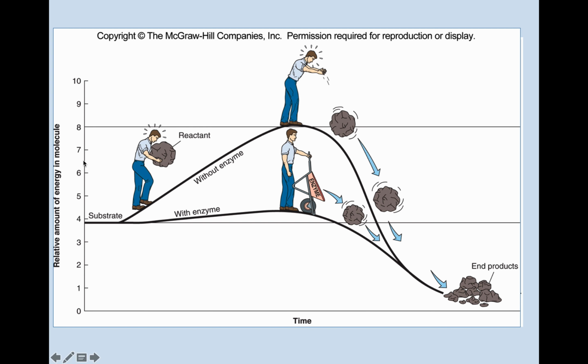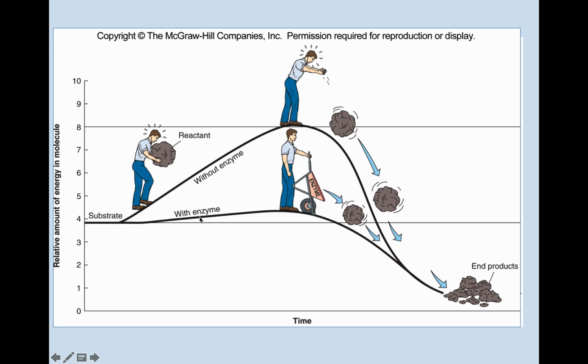This reaction can be explained with this figure here, although there is one problem with this. Imagine yourself walking up a hill carrying a big boulder. You're going to use a lot of energy to do that. So the relative amount of energy over here on the left over time, it's going to take you a while to do this. It's going to require a lot of energy. Once you get to the top of the hill, you start the reaction by dropping that boulder, and you create the end products by smashing that boulder into little bits and pieces.